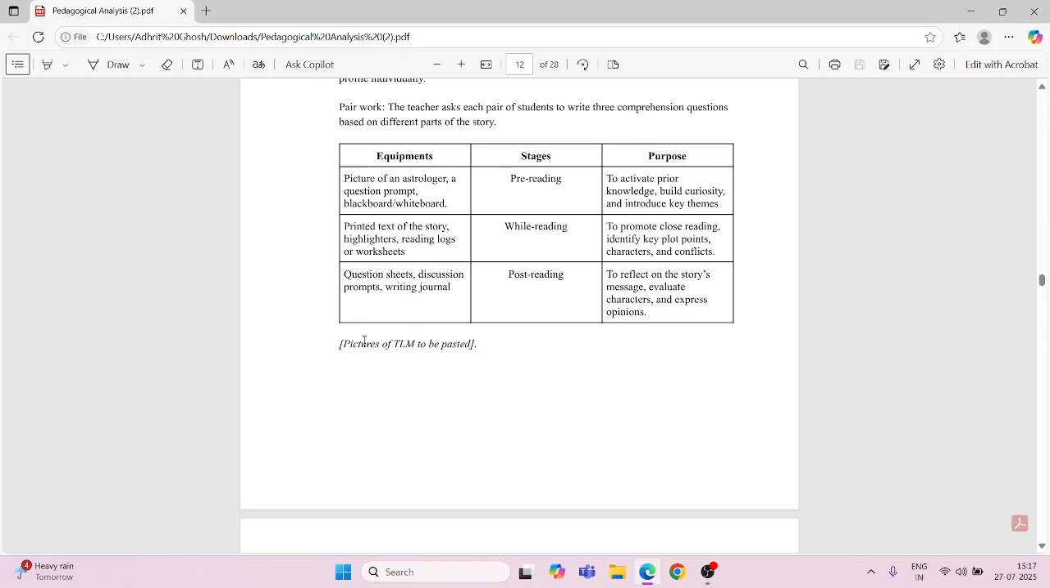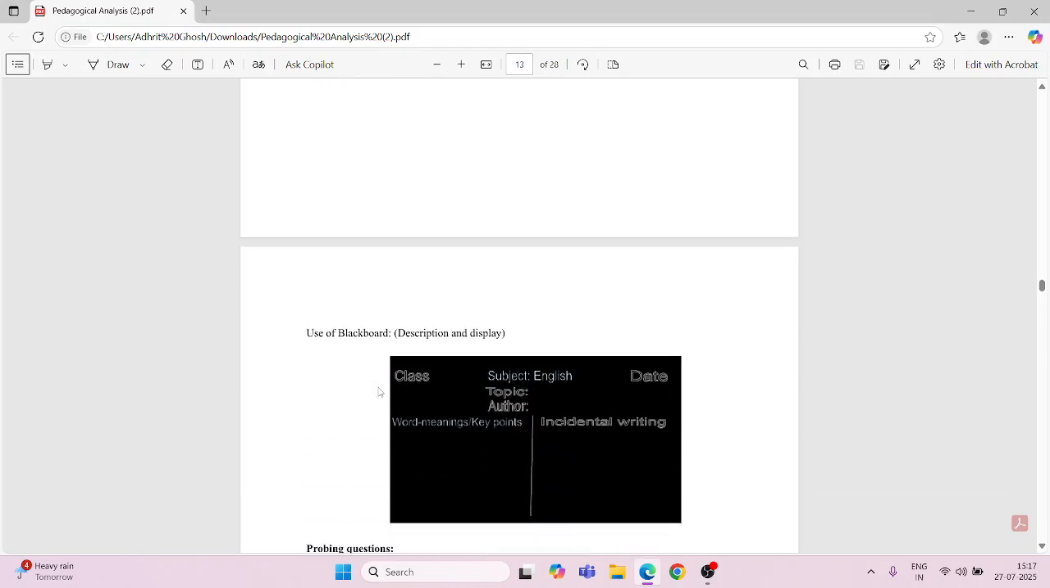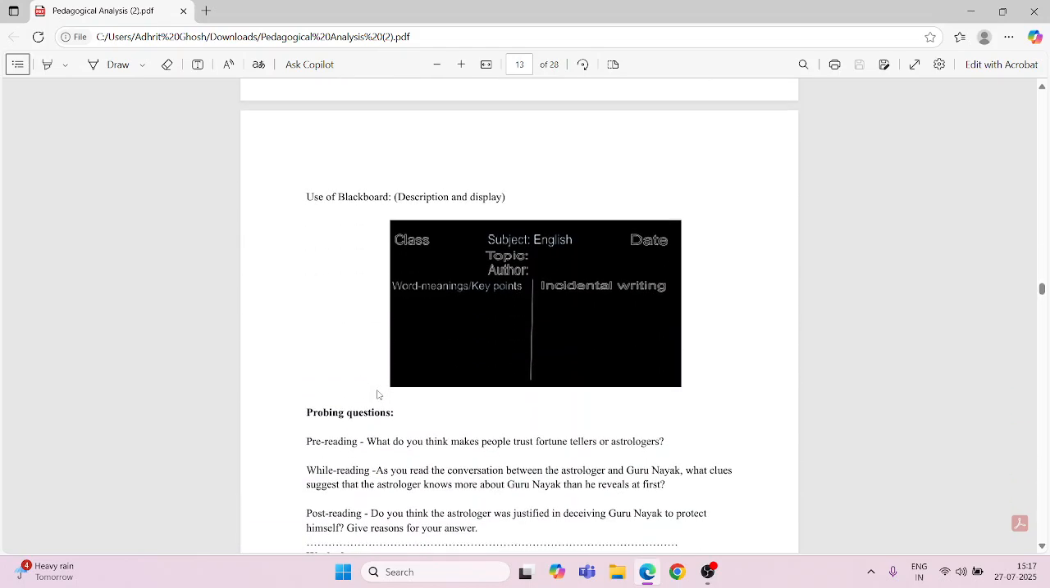You have to paste the pictures of the TLM, the charts or any model or any realia that you're using. The pictorial illustrations have to be pasted here. Then board work has to be again pasted here. This is the usual format for doing the board work. That is class, date, subject. In case of prose, you write English prose. In case of poem, you write in the subject English poem. Grammar, you write grammar. Topic, you write an author in case of prose and poem or drama.